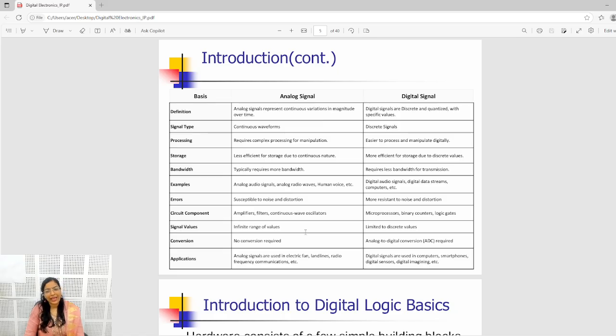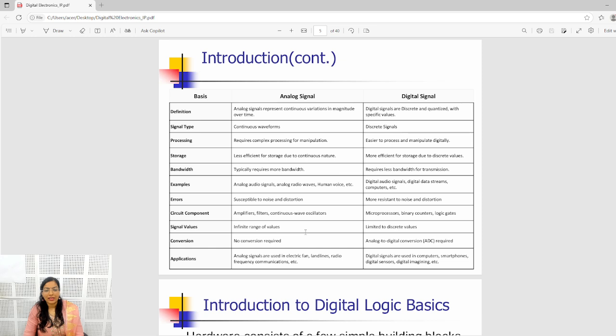Analog audio signals, analog radio waves, human voice, etc. are examples of analog signal, whereas digital data streams and digital audio signals are examples of digital signal. One of the drawbacks of analog signal is that it is susceptible to noise and distortion, whereas digital signal is more resistant to noise and distortion.